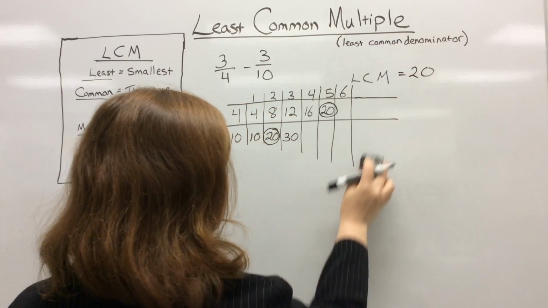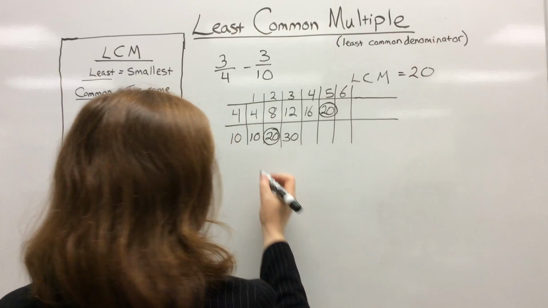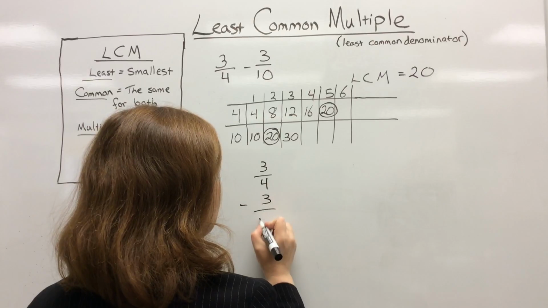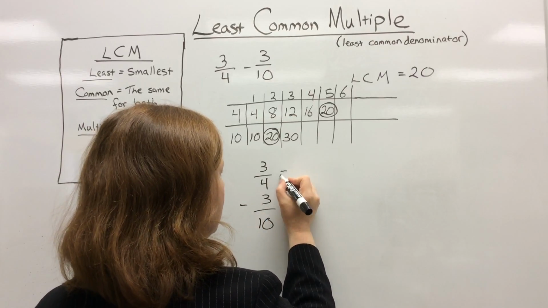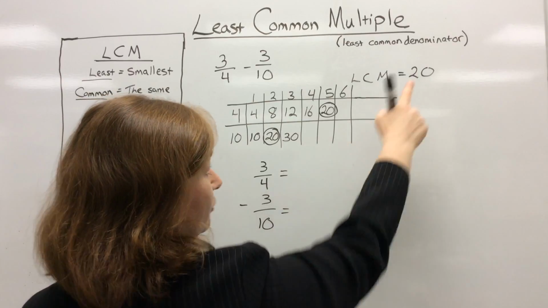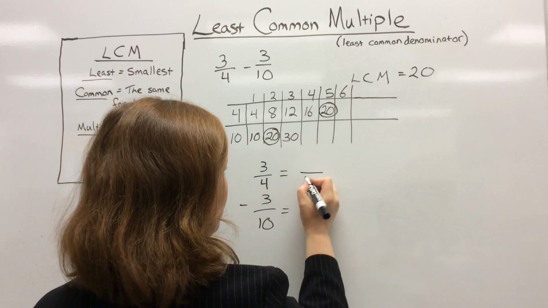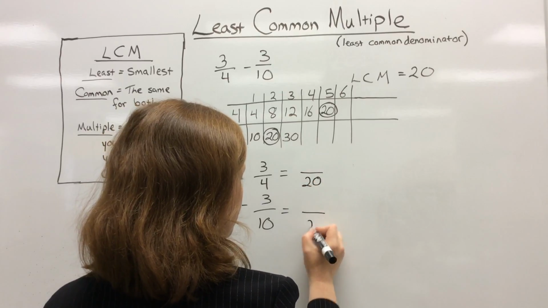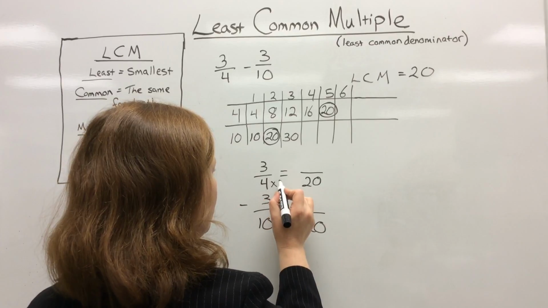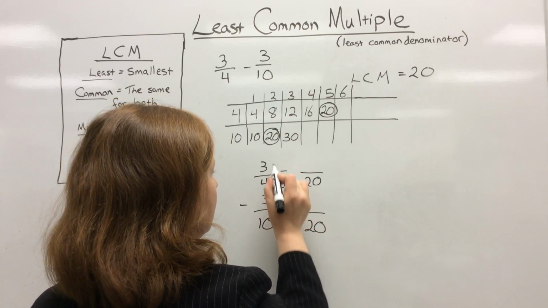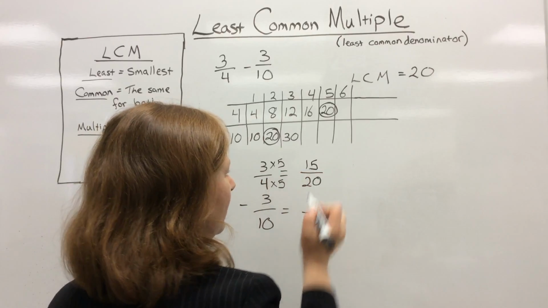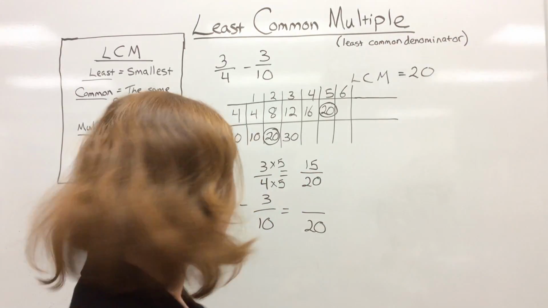And now I can use 20 to subtract my fractions. 3/4 minus 3/10. Okay, I'm going to find equivalent fractions with 20 as my denominator. Okay, so to get from 4 to 20, I need to multiply by 5. So I'll need to also multiply my numerator by 5. 3 times 5 is 15, so my first fraction is 15/20.